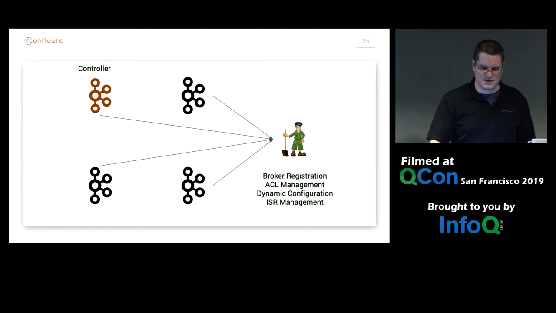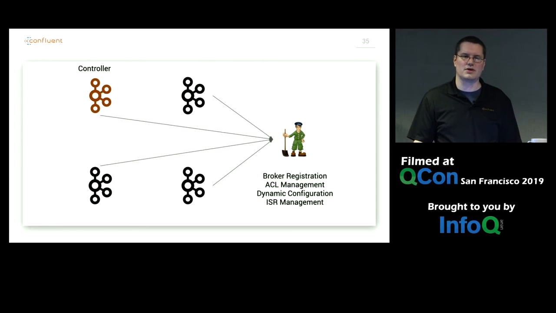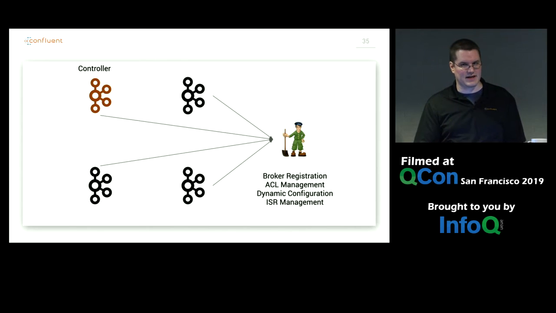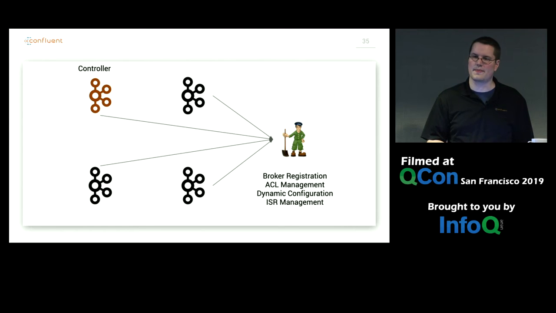In order to do this, Kafka elects a single broker to be the controller. And this is kind of a familiar pattern if you've used Zookeeper before. This idea of having a leader, which is elected by Zookeeper, where you delegate certain responsibilities to that node.